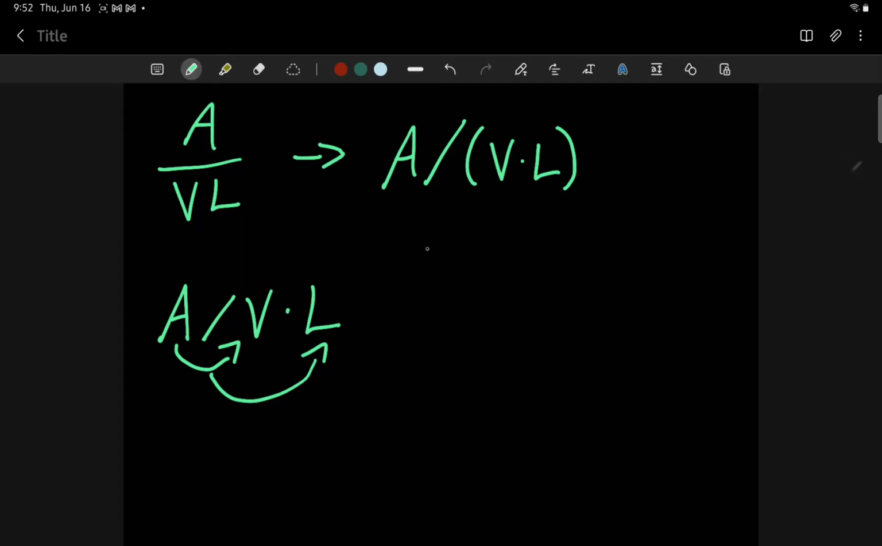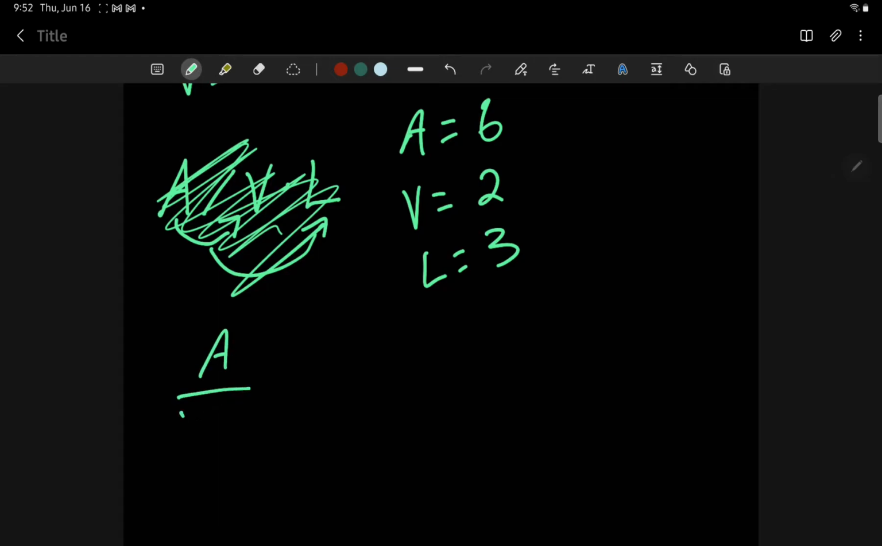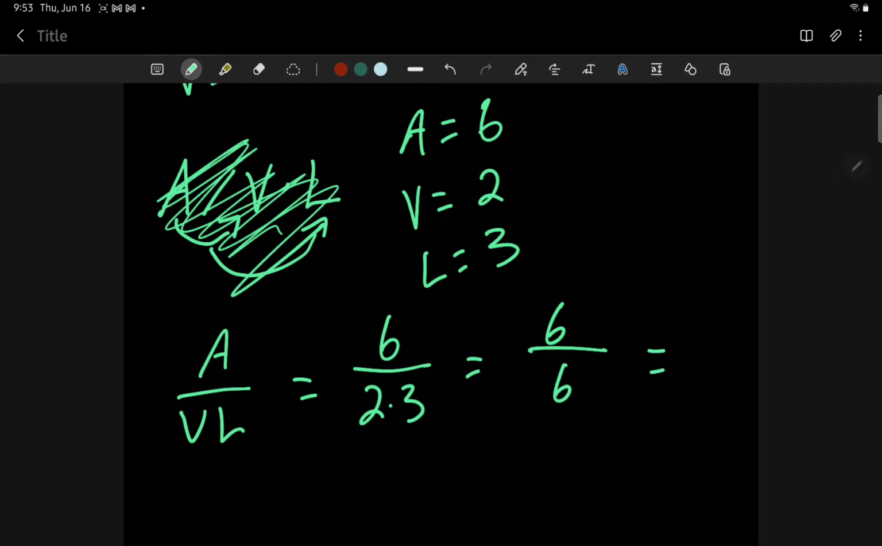So let's say that A equals 6, V equals 2, and L equals 3. We'll write our formula out as A over VL. That is the same thing as 6 over 2 times 3. Well, 6 over what's 2 times 3? It's 6. So the answer is 1.